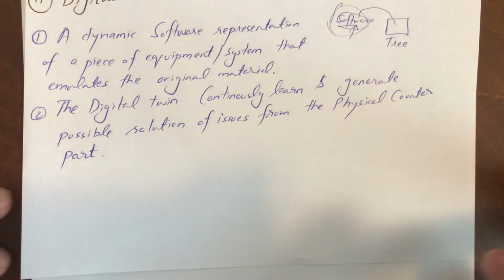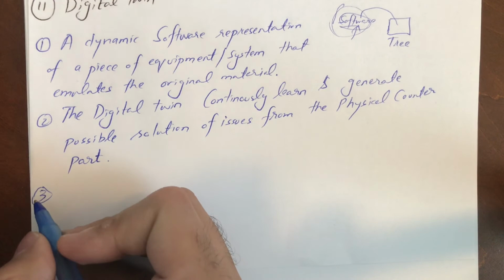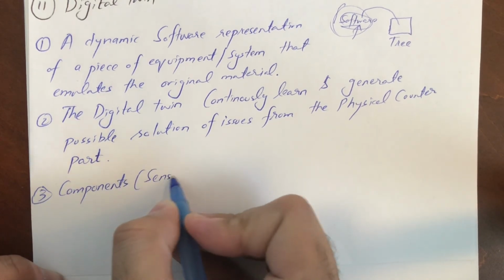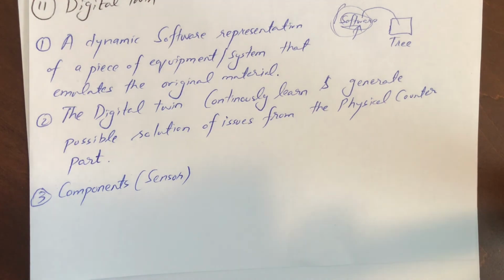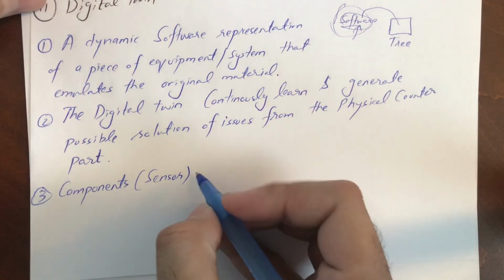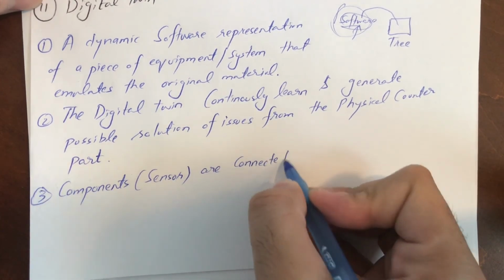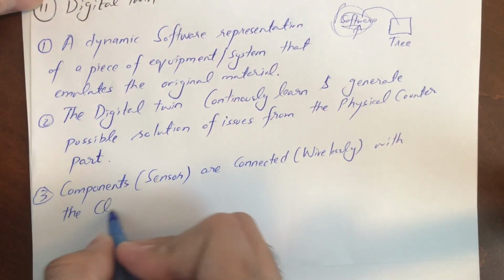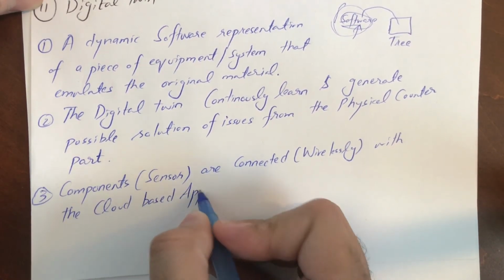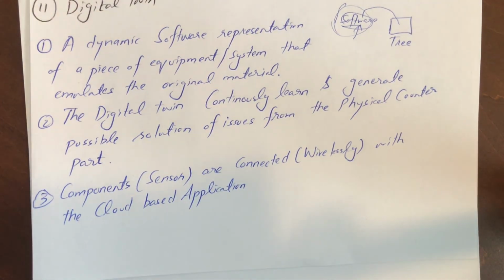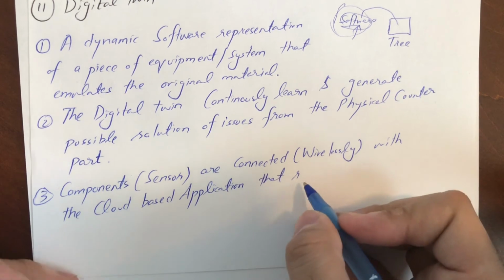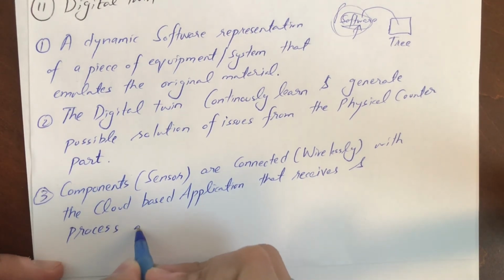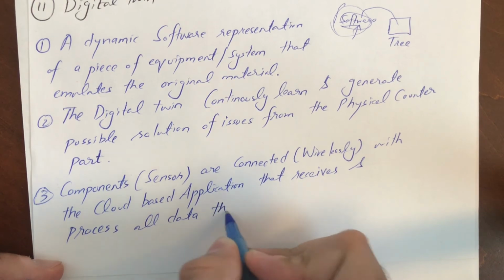Other than that, what else can it do? On the physical part, there are components, or you can say sensors, mounted onto that particular physical counterpart. These components are connected wirelessly, of course, with a cloud-based application. It's basically the software, a cloud-based application that receives and processes all the data the sensors monitor.